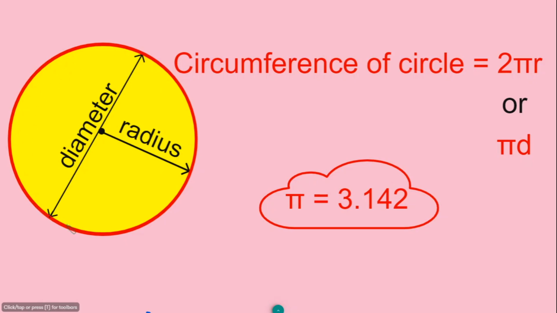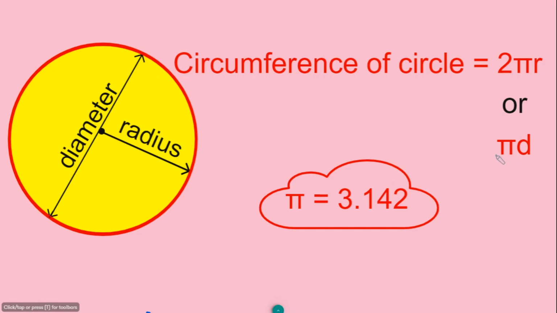In this case, the red line that goes around the circle is called the circumference. And this can be calculated by either of these two formulas: 2 times pi times the radius, or pi times the diameter. You use the first one when the question gives you the radius. But if you get the diameter in the question, I recommend you use the second one.